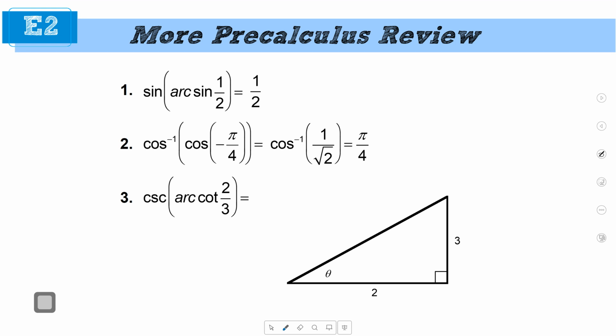If I know that that's the square root of 13, then what's the cosecant of that angle? Cosecant, reciprocal of sine. Sine of that angle is 3 over the square root of 13, therefore the cosecant would be the square root of 13 over 3. Shazam.